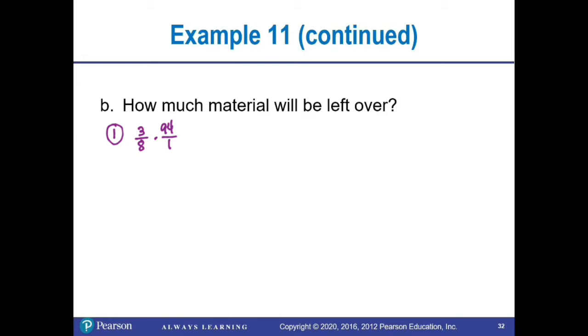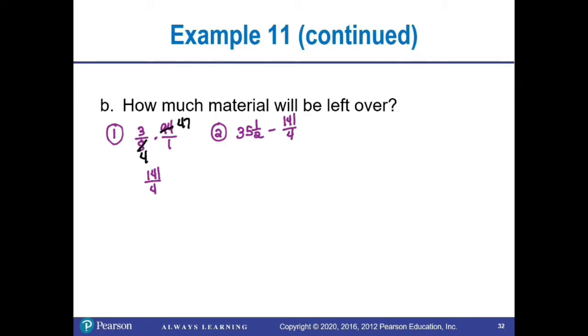Simplify before you multiply. 2 goes into 8 4 times, and 2 goes into 94 47 times. 3 times 47 is 141. Multiply the denominators. 4 times 1 is 4. Then second, I'm going to subtract my total material I started with minus the material I used. The 35.5 yards minus we used 141 over 4 yards.